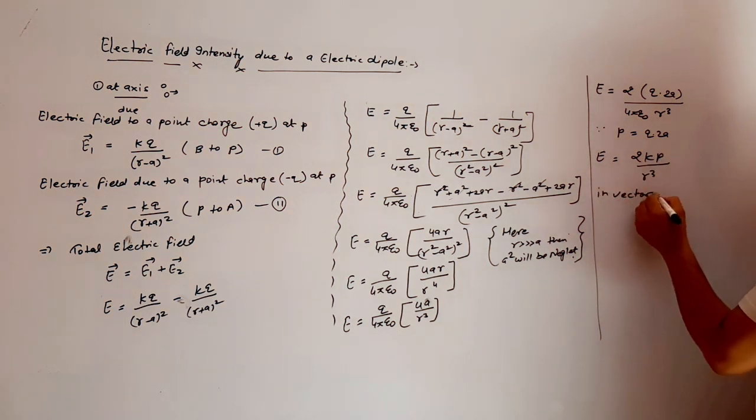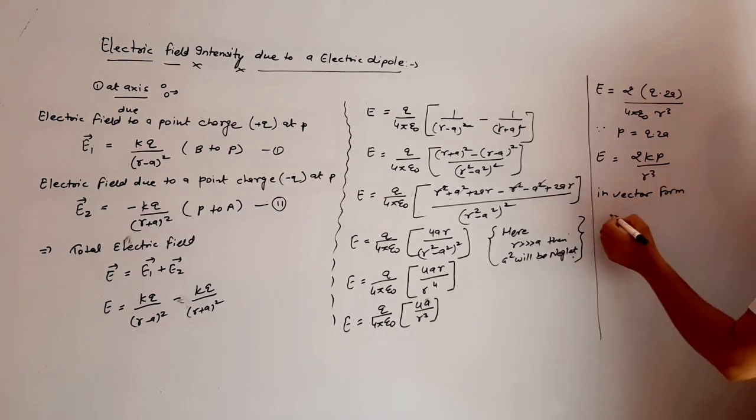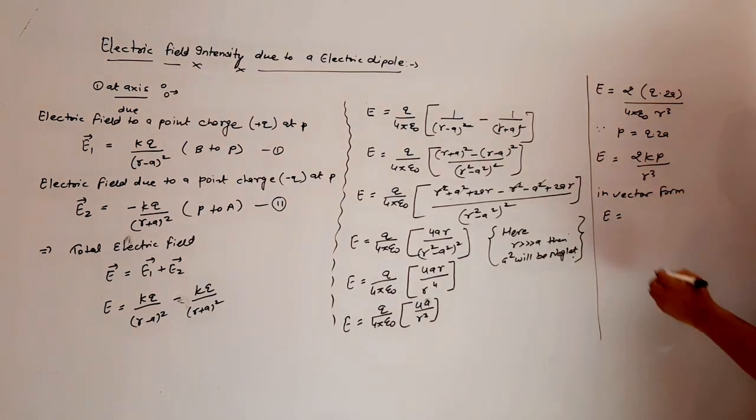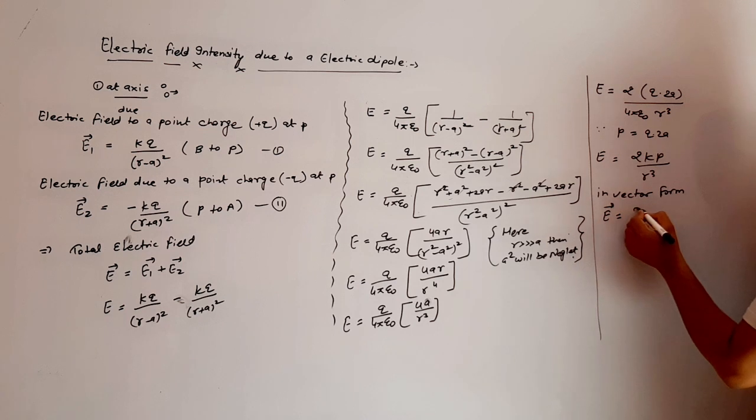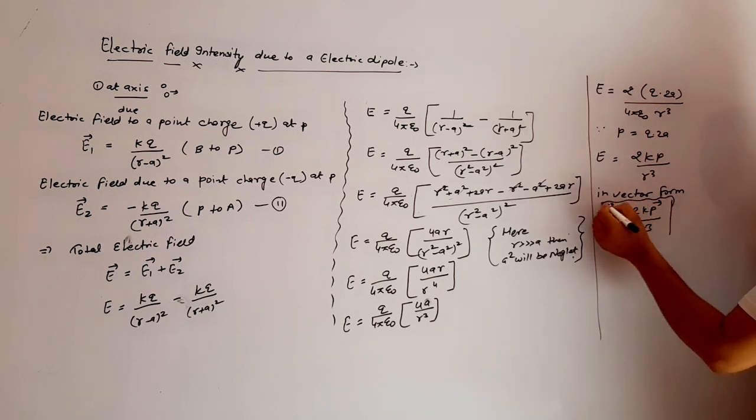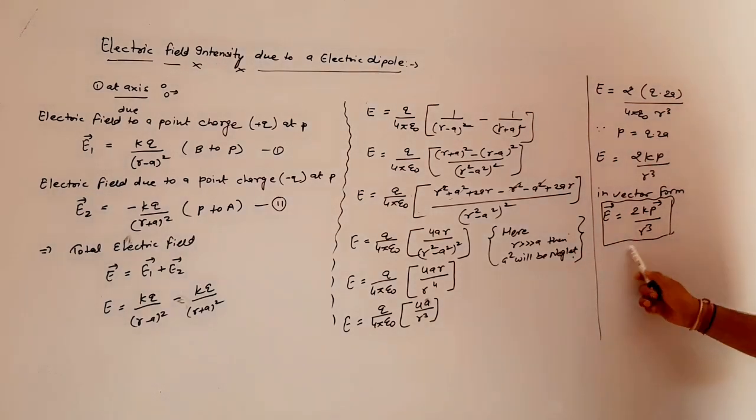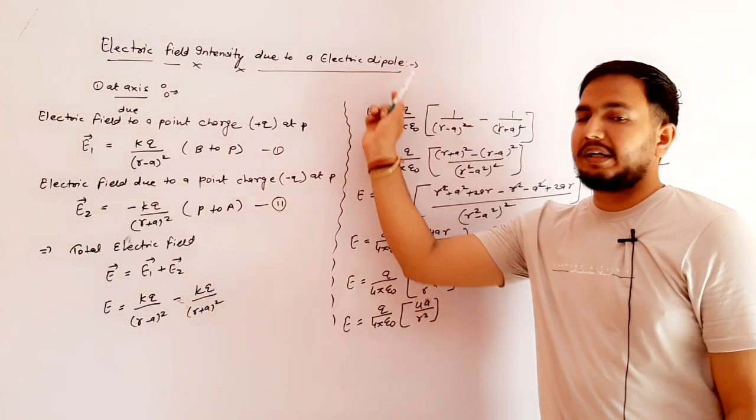In vector form, E vector is equal to 2k p vector upon r cube. This is the electric field intensity due to an electric dipole.